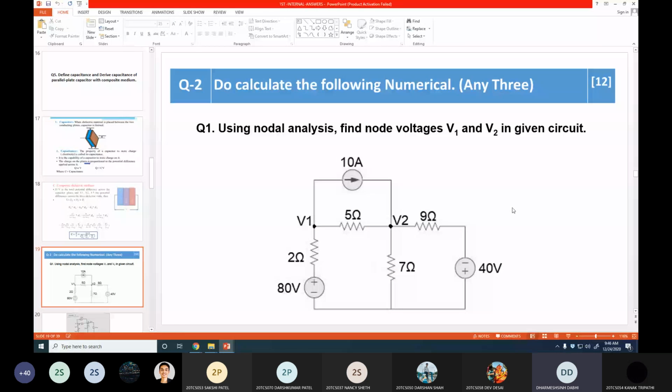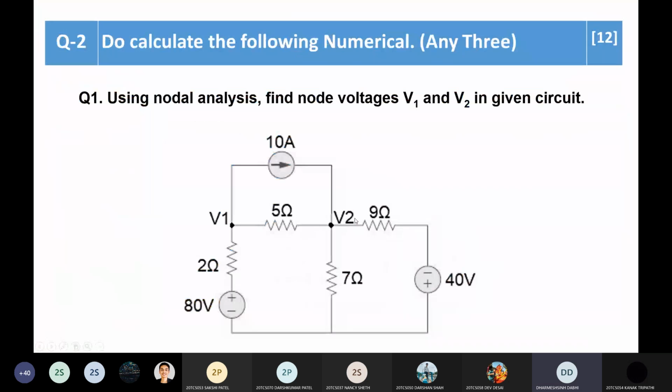Apply nodal analysis at V1. Here voltage is given 80 volt. First of all, you give the direction of current, then apply the nodal analysis. Suppose I assume that the current is flowing from minus to plus in this branch, so it is towards V1. For this branch, current is entering into the node V1.